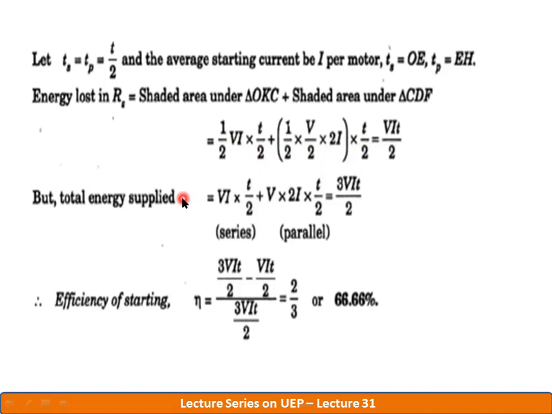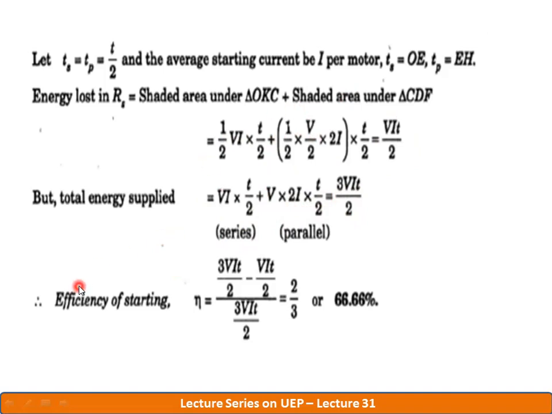The energy lost across the starting resistance is VIT by 2. Total energy supplied is VIT by 2 in series operation, plus V into 2I into T by 2 in parallel operation, which is VIT. Totally we got 3VIT by 2. This is input and this one is output.